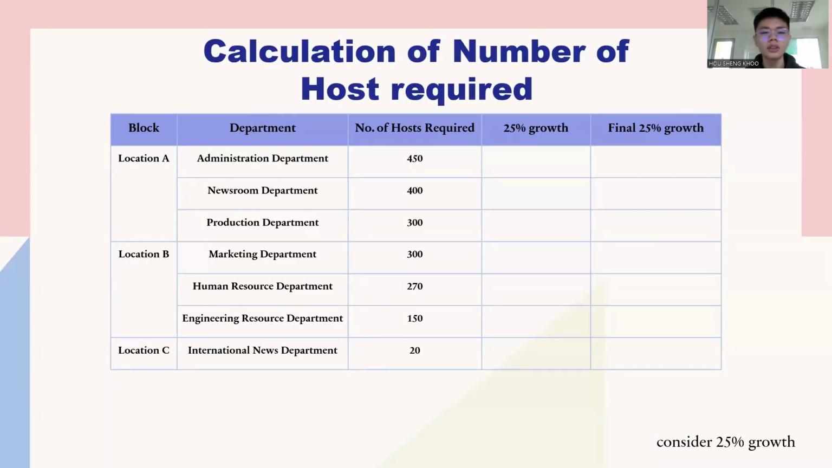After that, we need to calculate the number of hosts required. In the question, we need to consider 25% growth. We use the administration department as an example. Using 415 multiplied by 25% growth, which is 113, and the total is 563. And so on.